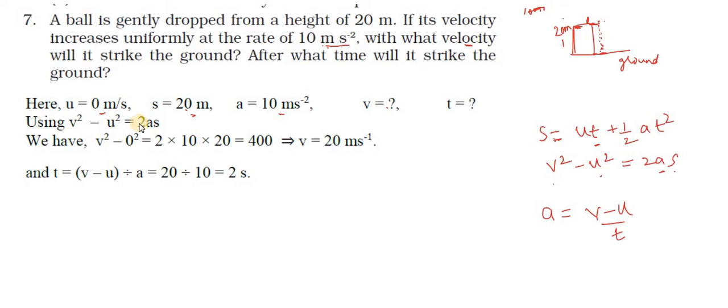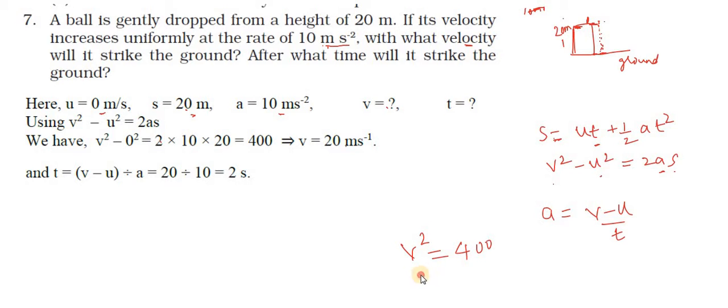Here v square minus u square is equal to 2as. v square minus u square, with u being 0, is equal to 2 into 10 into 20. So 2 into 10 is 20, sorry, not 200. 20 into 20 is 400. So v square is equal to 400 actually.